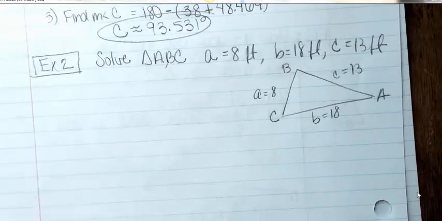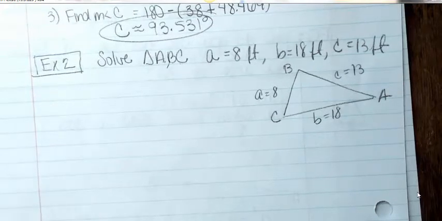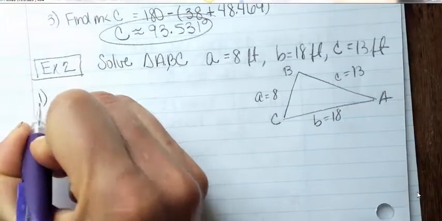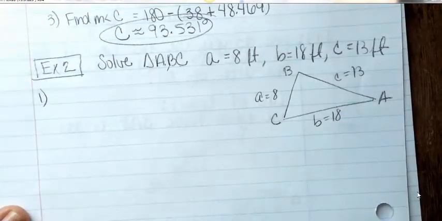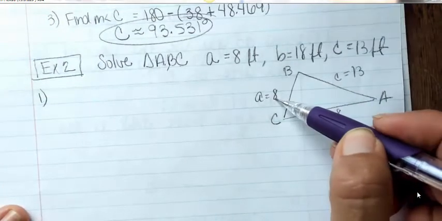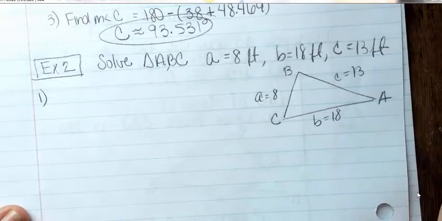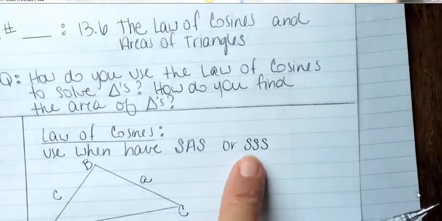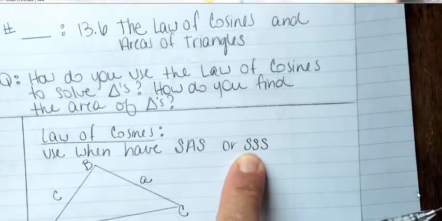All right, well, it appears that A is going to be my smallest angle, so I'm going to go ahead and find that one first. So, oh, I didn't even say this. Look at what I have. I have side, side, side. So I should be, in fact, using law of cosines, because that is when I use law of cosines, when I have side, side, side.